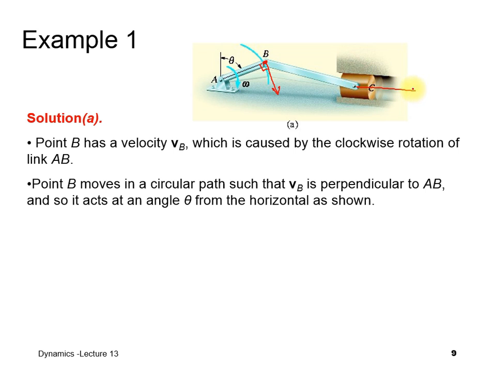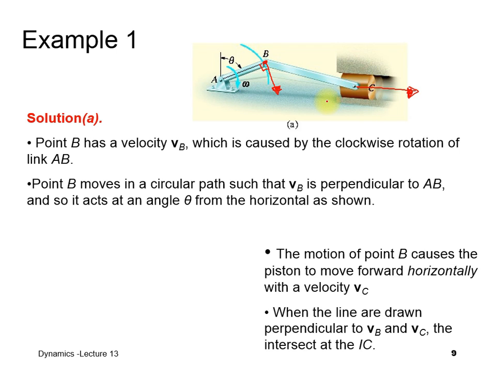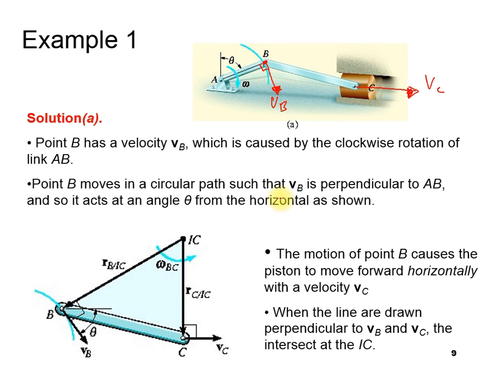So this one, point C, is on the right-hand side. The motion of point B causes the piston to move forward horizontally. So this is VC, and this is VB. By drawing a line at point B, 90 degrees perpendicular to this velocity, and at this point also 90 degrees, you can locate the IC. So this one you call the instantaneous radius of B, and the instantaneous radius of C. So this is the one.